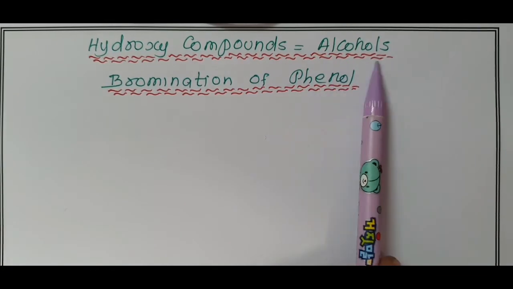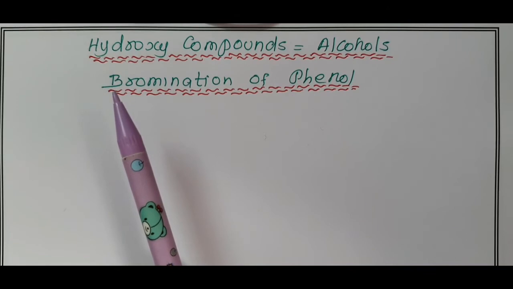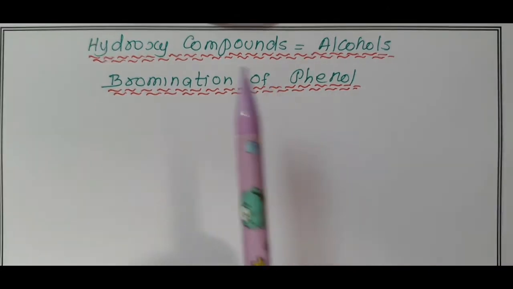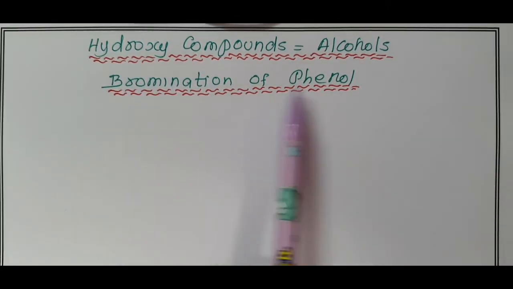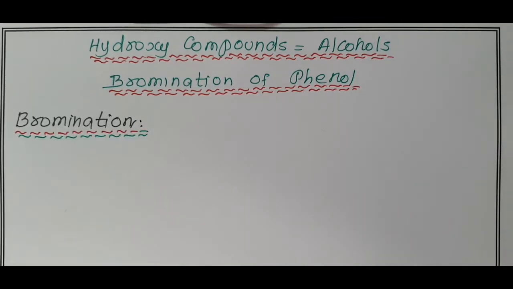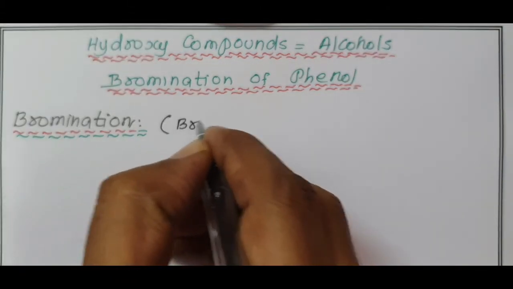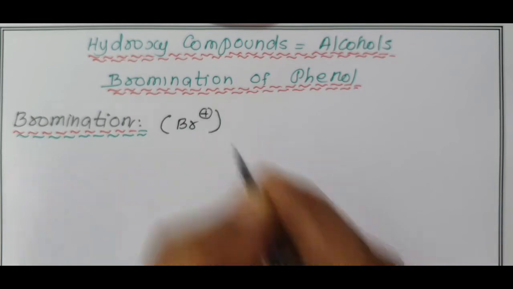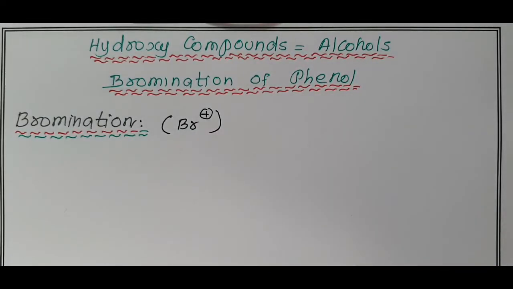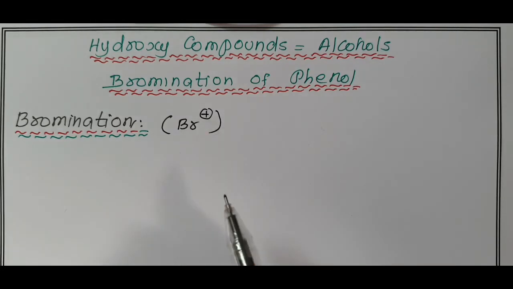Good morning, all of you. Hydroxy compounds, alcohols. In this video, we are going to discuss the electrophilic substitution of phenol, bromination of phenol. What is bromination? Bromination means addition of the electrophile Br plus. The H plus ion of benzenic hydrogen is replaced by Br plus, which is called bromination.